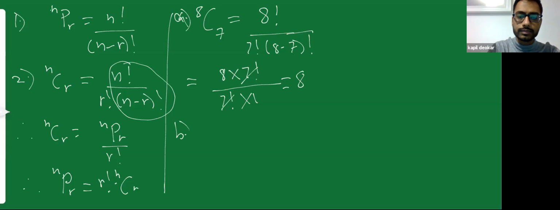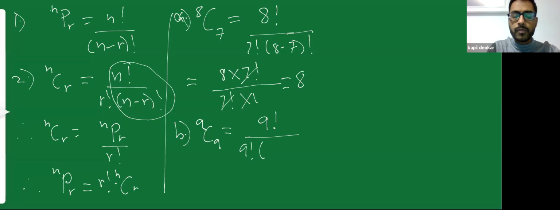Let's take another question. I have to find value of 9C9. Applying my formula, in place of n I have 9, in place of r also I have 9. So formula is n factorial upon r, in this case 9, so 9 factorial multiplied with n minus r. So 9 minus 9. 9 minus 9 is 0 factorial. This and this term will get cancelled out. What is 0 factorial? It is 1. It is not 0. 0 factorial is 1. And 1 upon 1 is going to be equal to 1.